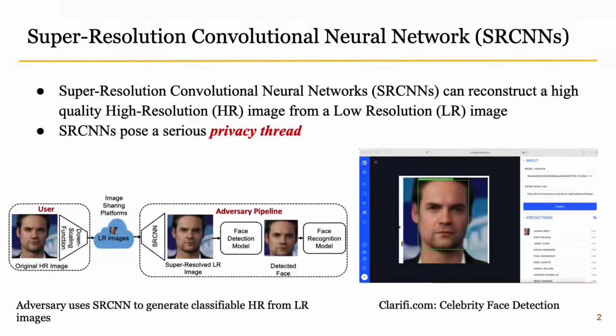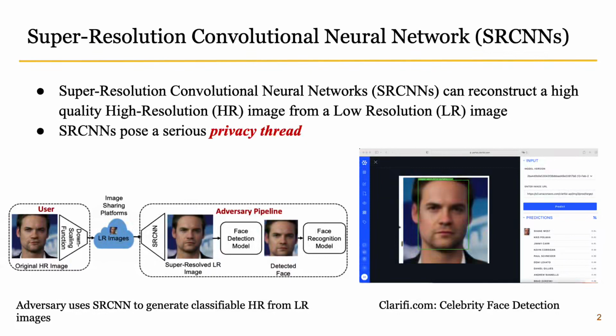Before introducing our approach, I would like to talk a little bit about super resolution convolutional neural networks, or SRCNNs. SRCNNs are a type of deep neural network that takes very low resolution images and generates high resolution images. SRCNNs pose a serious privacy threat.